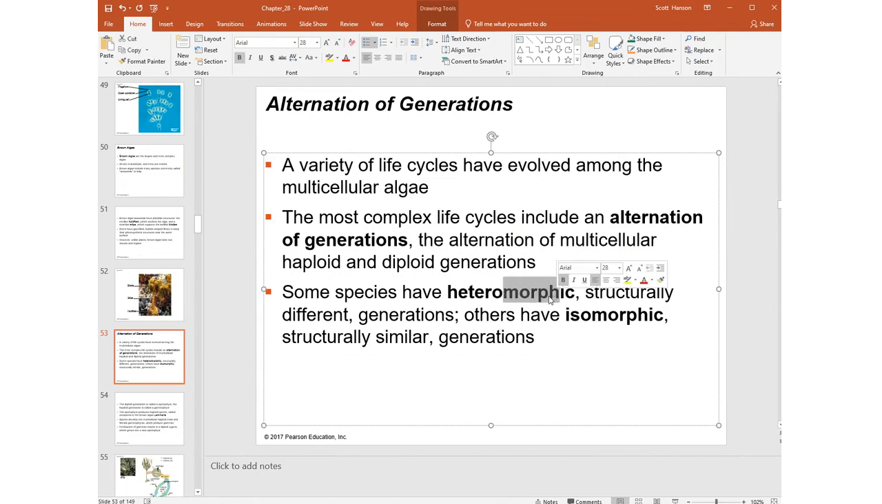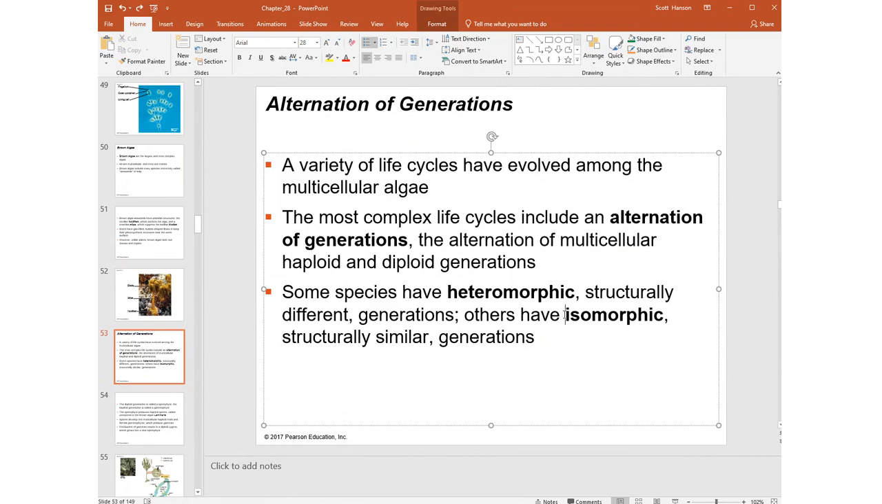We've encountered the term morph quite a bit already in this course. Morph means form. So basically, other form. In other words, other in this sense means different. So some species have heteromorphic, in other words structurally different, generations, so that the haploid generation and the diploid generation have a different form and a different anatomical structure from each other.